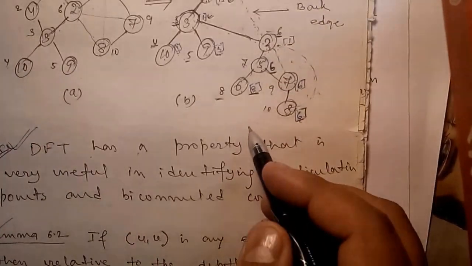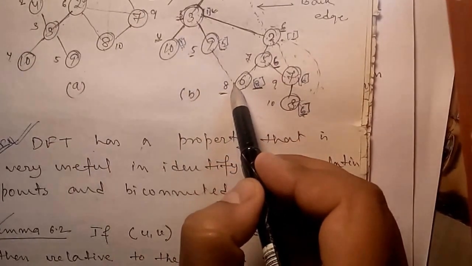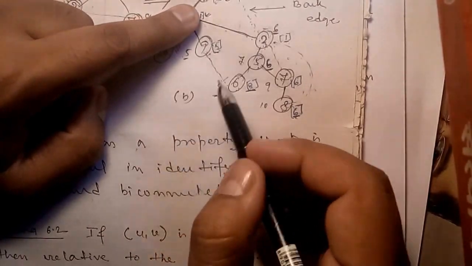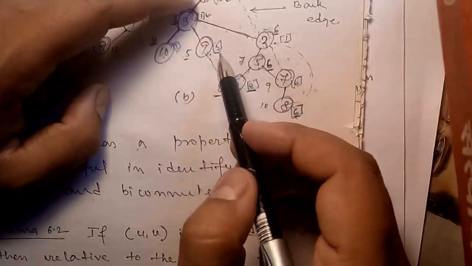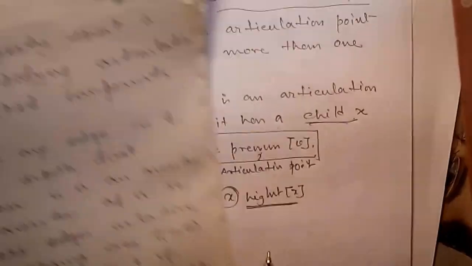And how to remove an articulation point? You just connect a few lines. If you connect this one, if you delete this one, still it is connected. Now we can connect this one also.